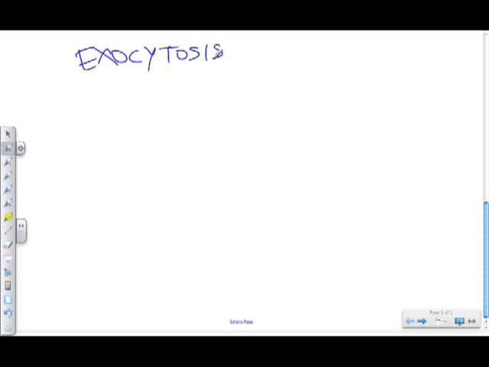Cells produce substances like enzymes and hormones that need to be exported out of the cytoplasm and outside the membrane. So they form these secretory vesicles because they're trying to secrete something that they have produced. These secretory vesicles will attach themselves to the cell membrane.